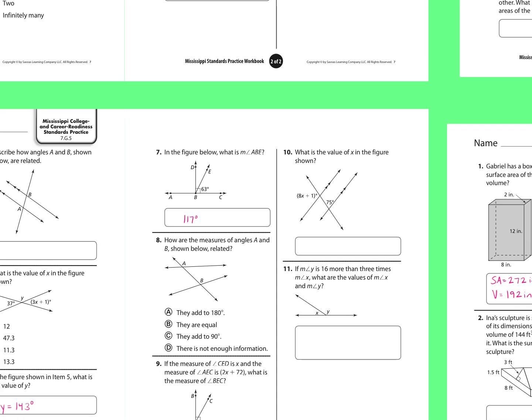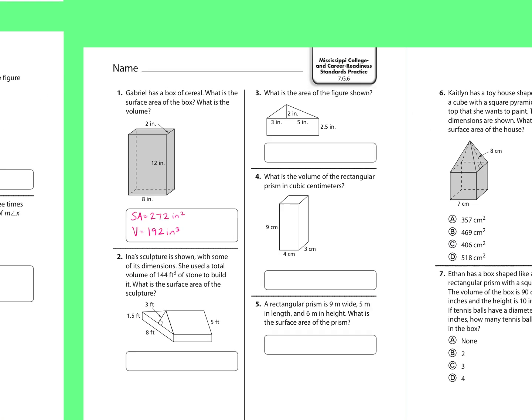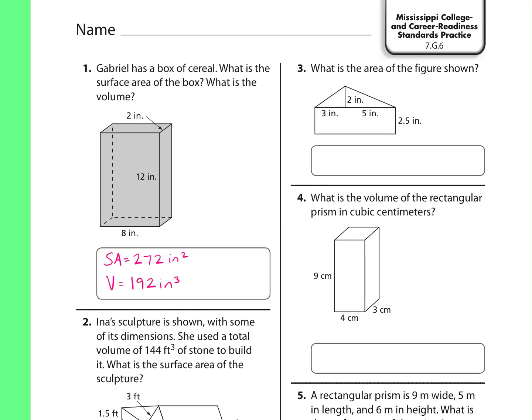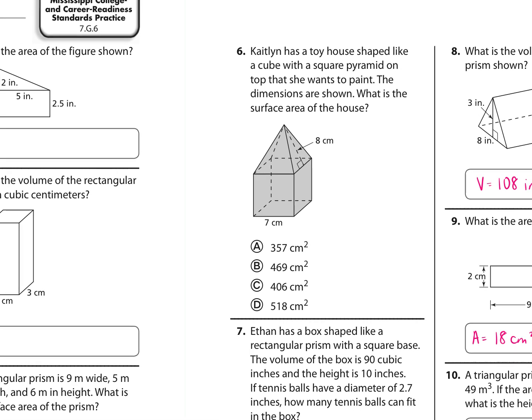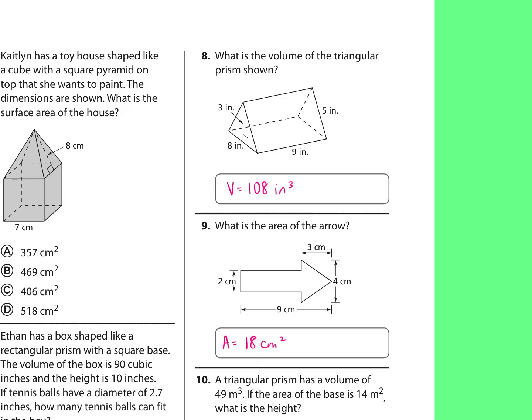Then moving on to standard G6. Number 1, the surface area is 272 square inches and the volume is 192 cubic inches. Number 8, the volume is 108 cubic inches. And number 9, the area is 18 centimeters squared.